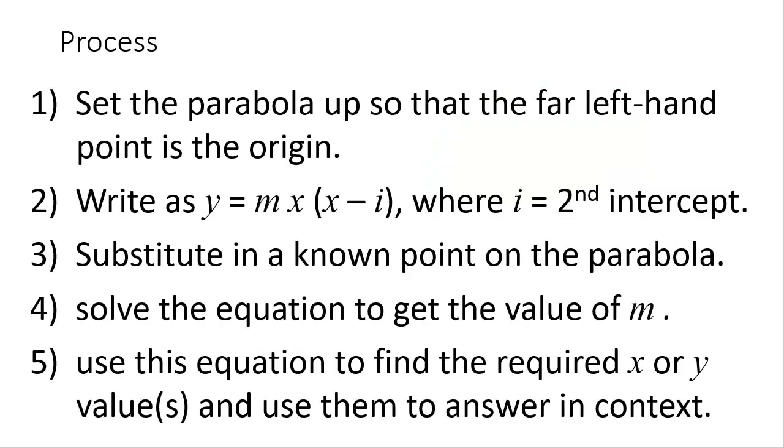So the process: set up a parabola so that the left hand point is the origin. You then just have to know that it's y equals mx, x minus I, where I is our intercept. Substitute in a known point, get the value of m, and then use that equation.